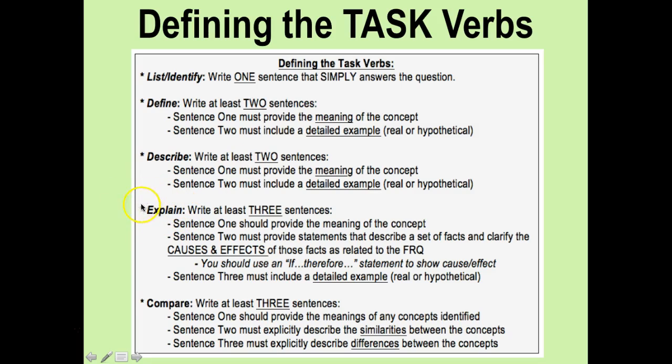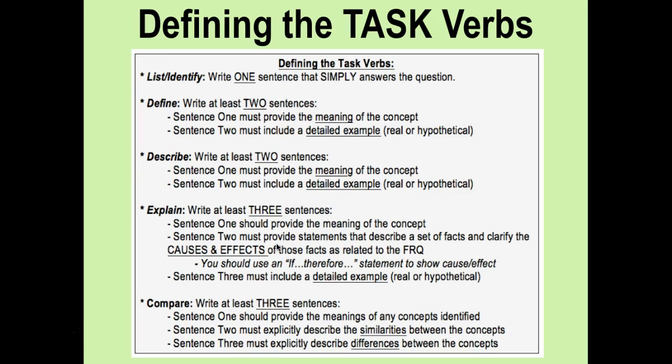The most common FRQ task verb that you will see is the dreaded explain task. If you know how to do an explain task, you'll be fine. The first sentence I recommend, put the meaning of the concept or concepts in the question. The second thing I would do is, after you introduce that you know what the concepts are, you want to provide statements that describe a set of facts, and you want to show the causes and effects as related to the FRQ.